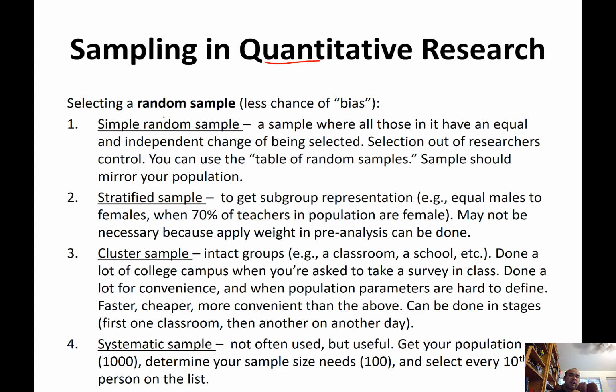So random sample equals less chance of bias. Okay, so we have a simple random sample. Everyone has an equal opportunity of being selected. As I said, I'm going to put all the football players on the list, and I'm going to select every third one, and then that is going to give me a simple random sample.